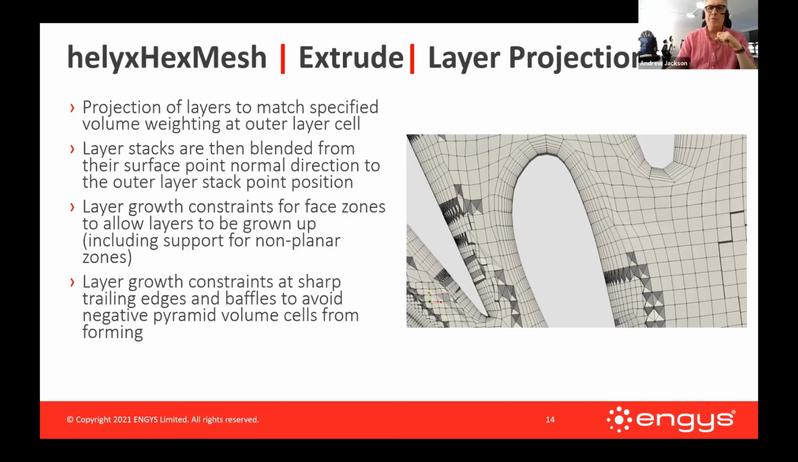We also have some constraints. We allow face zones to be grown up, and these could include non-planar zones if you want. So there is a constraint on the direction of the normals. And also we have some constraints on normal growth direction for sharp trailing edges and baffles to avoid negative pyramid volumes forming, which I'll discuss a bit later for the low Y plus meshing.